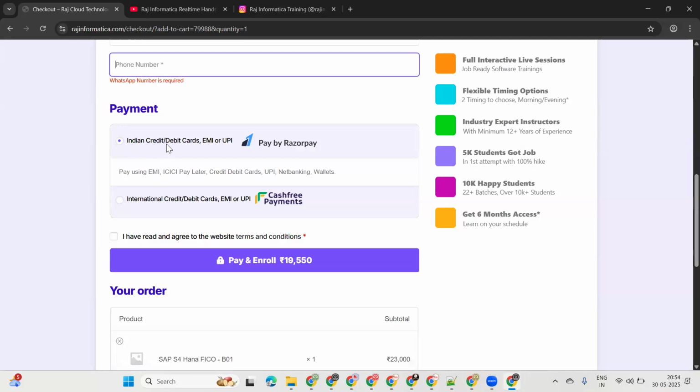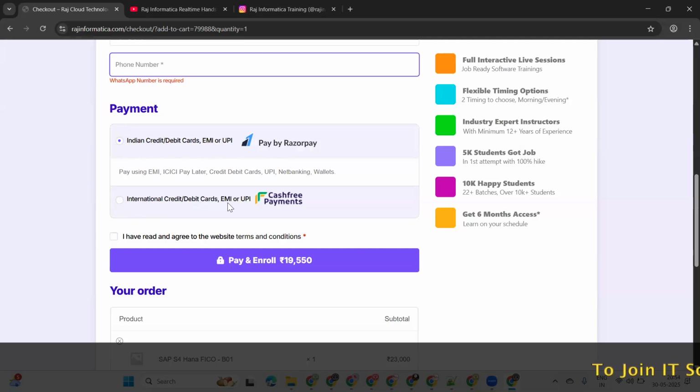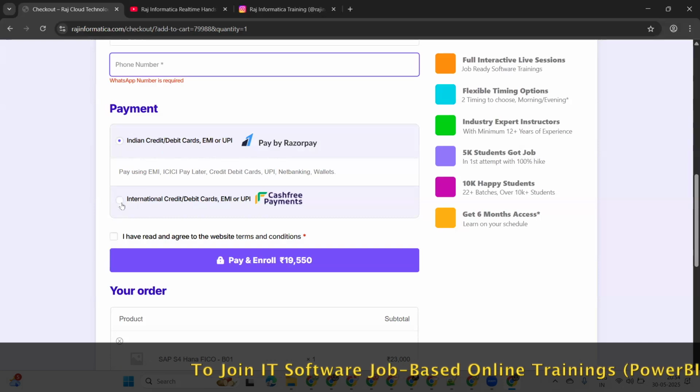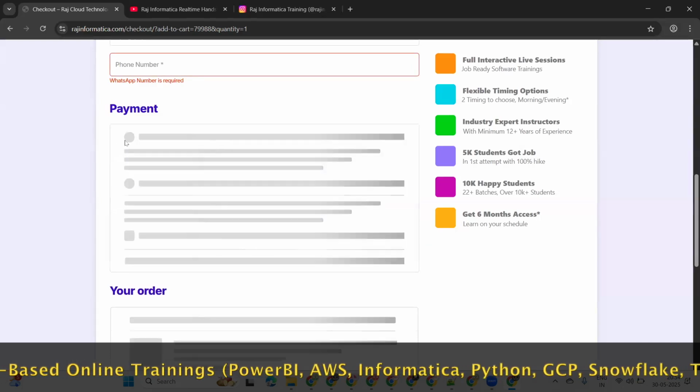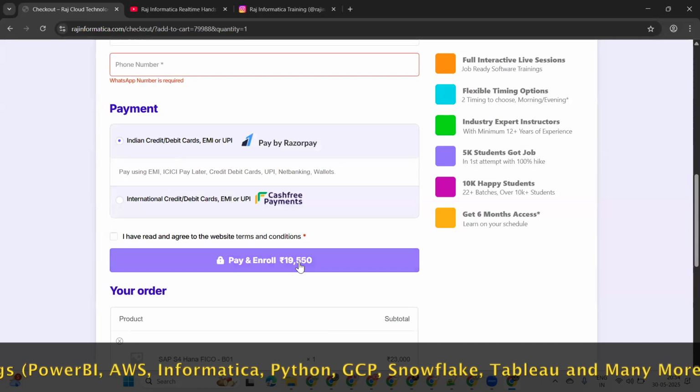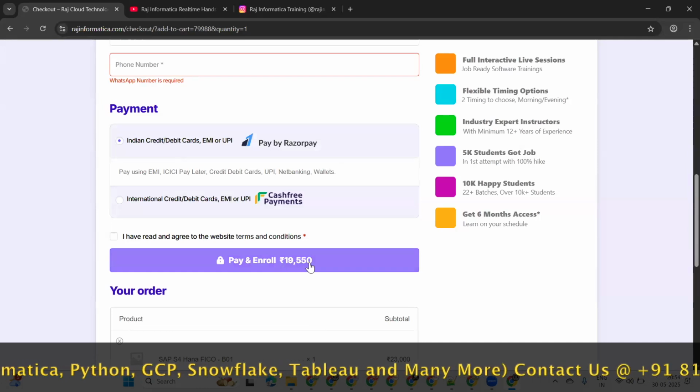If you are using an Indian credit or debit card, EMI or UPI options, you can select this. If you want to go for an international credit or debit card like Amex, or PayPal or something else, you can use this payment method and pay. If you select this, you can see the discount is already applied, 19,550 rupees.